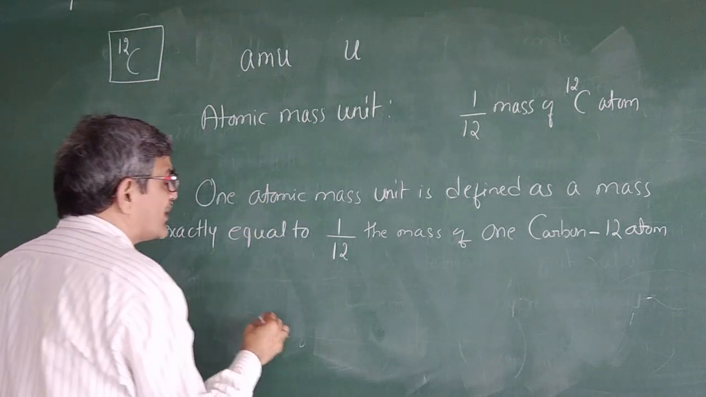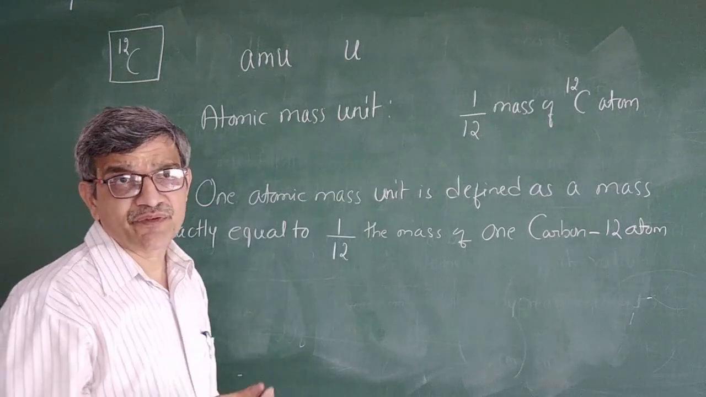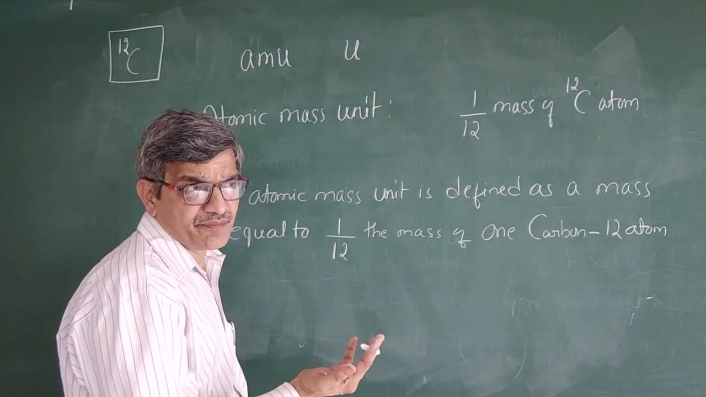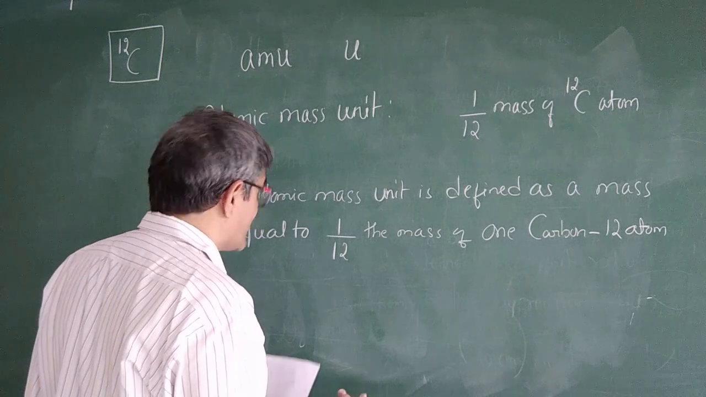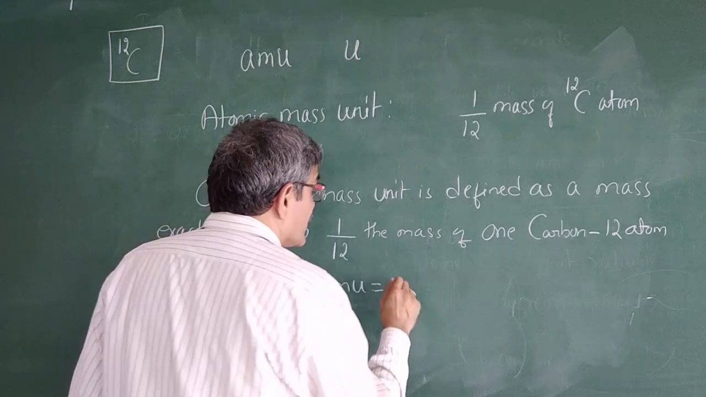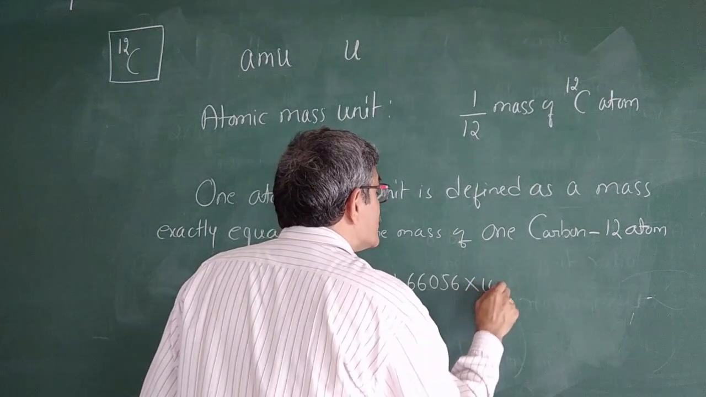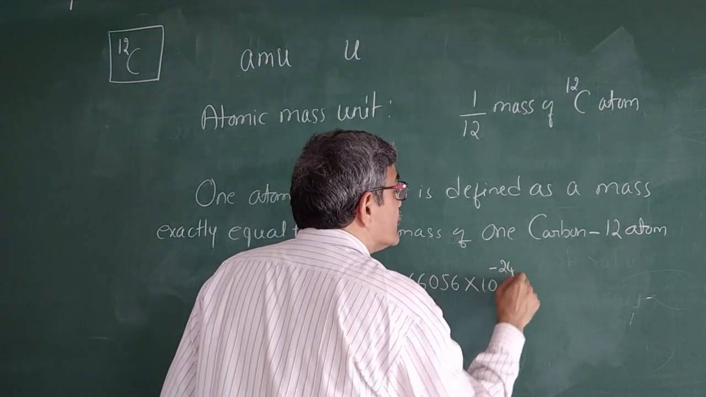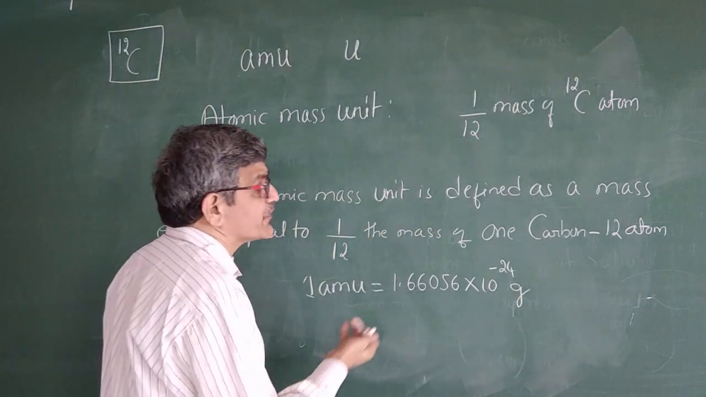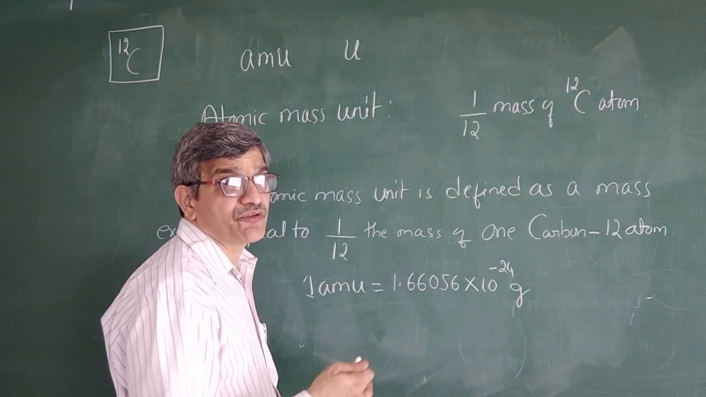Okay. So if you want the value of this in terms of grams, because the mass of an atom is very, very small, you can't measure it in terms of kg. In grams it is a very small number. Even then it is in grams. So 1 AMU, 1 atomic mass unit, equals 1.66056 into 10 raised to minus 24 gram. Whenever you find any number, just go through the significant figures and how you can write it in scientific notation. Then you will be thorough with that.